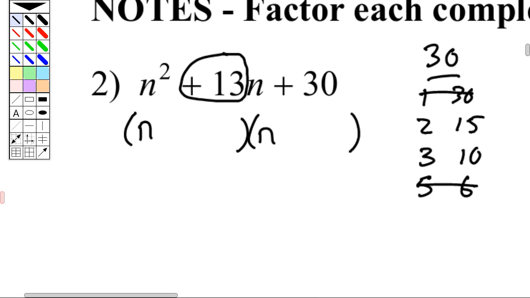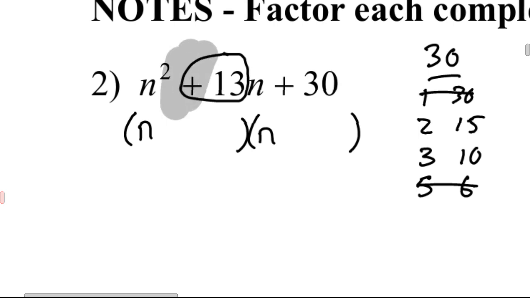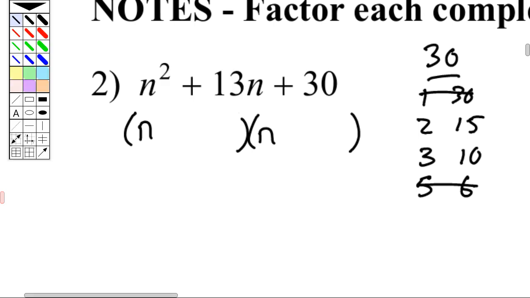How do I know if it's going to be a 2 and a 15 or a 3 and a 10? Because those can both make a 13 somehow. So here's how you figure it out. They need to multiply to make positive 30. So it's either got to be a plus plus or a minus minus, right? So let's look at this one. If these were both positive, a positive 2 times positive 15 does make positive 30, but what would that add to? A 17.